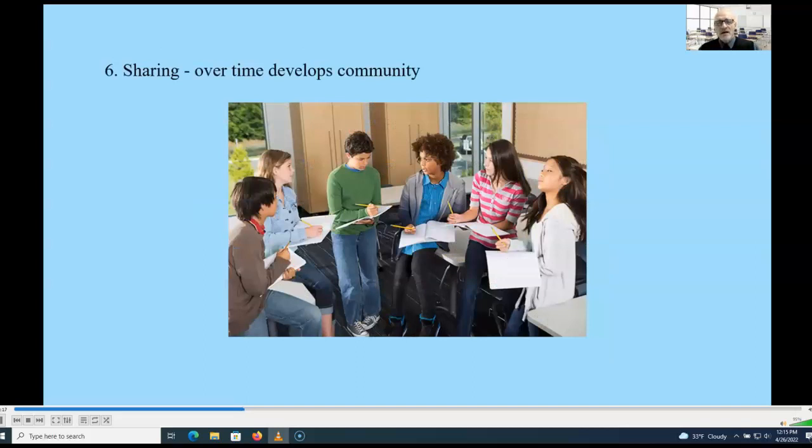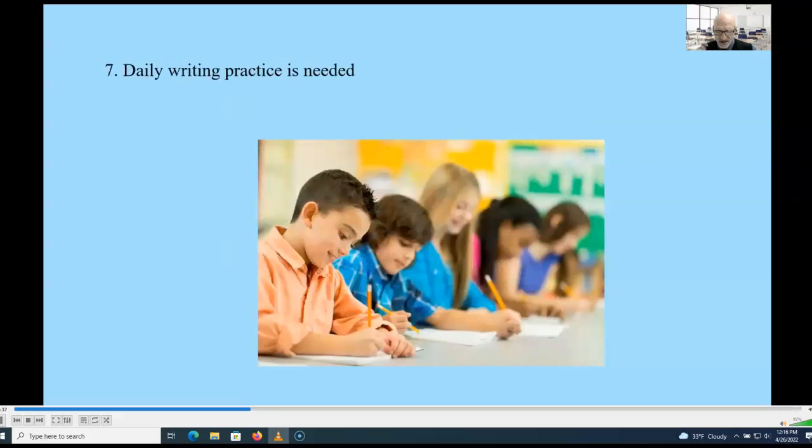And the joy of sharing is that over time, sharing real thoughts enables understanding and develops a sense of community, as real human beings are sharing real ideas. And as I said before, daily writing practice is needed, just like tennis practice and choir practice. You get better at practice. You don't get better at anything by not practicing.